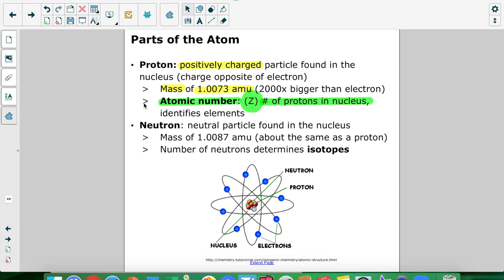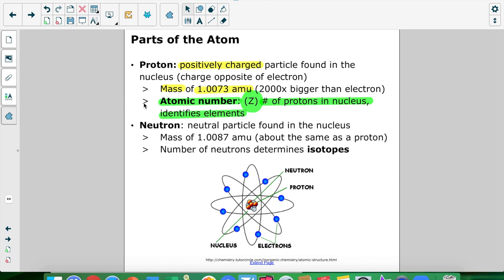The atomic number is really important because the Z, the number of protons, is what actually identifies the elements. There's no two elements in the periodic table with the same atomic number. Each of them has a specific atomic number and a specific amount of protons.